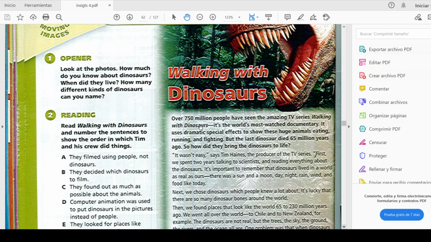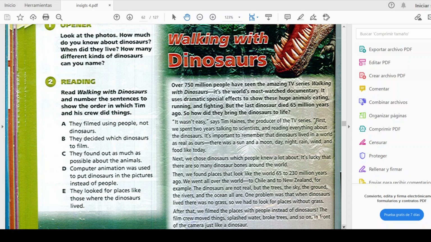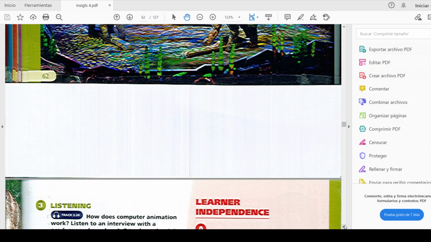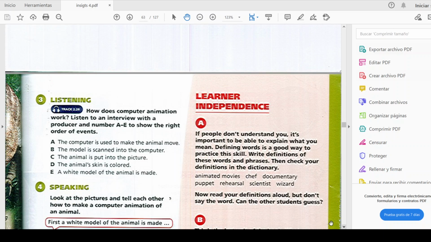This is the reading. So you are going to read this information, read the walking with dinosaurs, and you are going to number the sentences to show the order in which Tim and his crew did the things. According to this information, you are going to name these sentences, let's say from A to E, according to the order that they did the things, okay? After that, by the way, we're going to work on pages 62 and 63 this week, okay? Then we have exercise number 3.